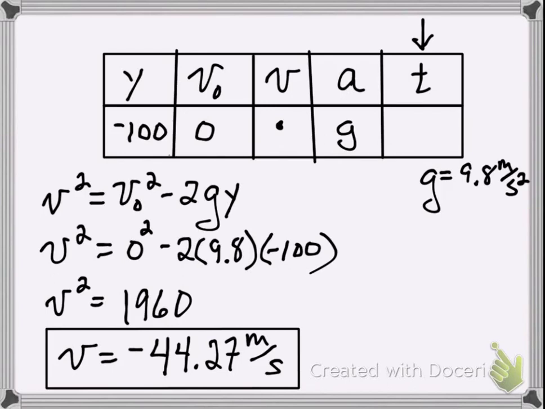Okay, and now for this one, we could use the third equation. However, using the third equation leads to a quadratic equation to be solved, and I prefer to avoid those. So in this case, we are going to use this answer that we got for v. Usually we wouldn't want to do that, but I'm going to do that in order to avoid having to use the quadratic formula. So instead, we're going to use the second equation, which is v equals v sub 0 minus gt. And we'll plug our numbers in.